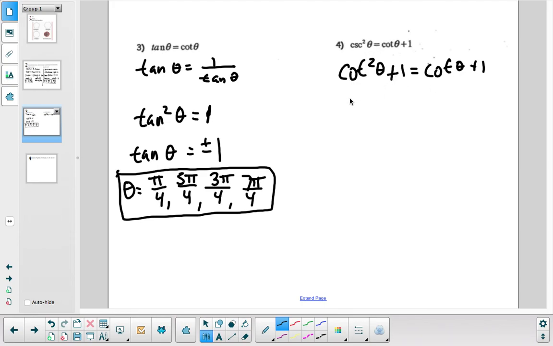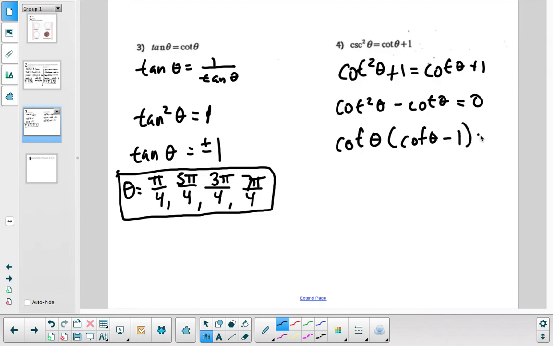Quadratic, so subtract everything to one side. Ones cancel, left with this. I would factor out a cotangent. So cotan theta equals 0. It also equals 1.